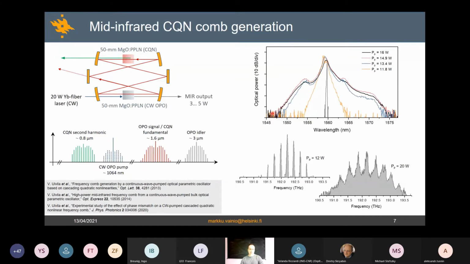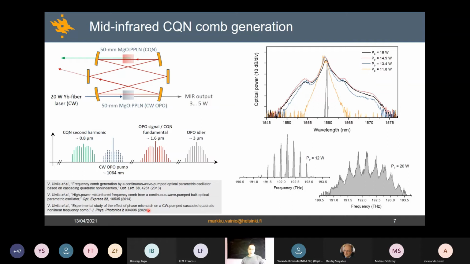This is actually quite complicated even experimentally, but one of the important parameters here is the phase mismatch in the second crystal. Last year we published a paper where we collected experimental observations about how this phase matching changes the spectral properties of these combs.